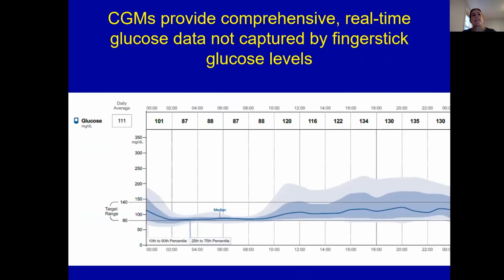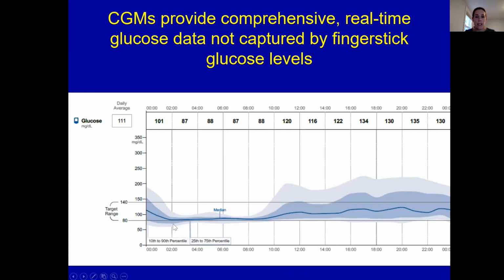But most importantly, CGM provides comprehensive real-time glucose data that just isn't captured by fingerstick glucose levels. And so not only does it make it easier to check blood sugar just by looking at a smartphone, but these CGM devices will tell patients, well, what direction is the blood sugar going? Is it going up? Is it going down? Is it staying the same? And then the devices will send alerts if the glucose is too high or too low.